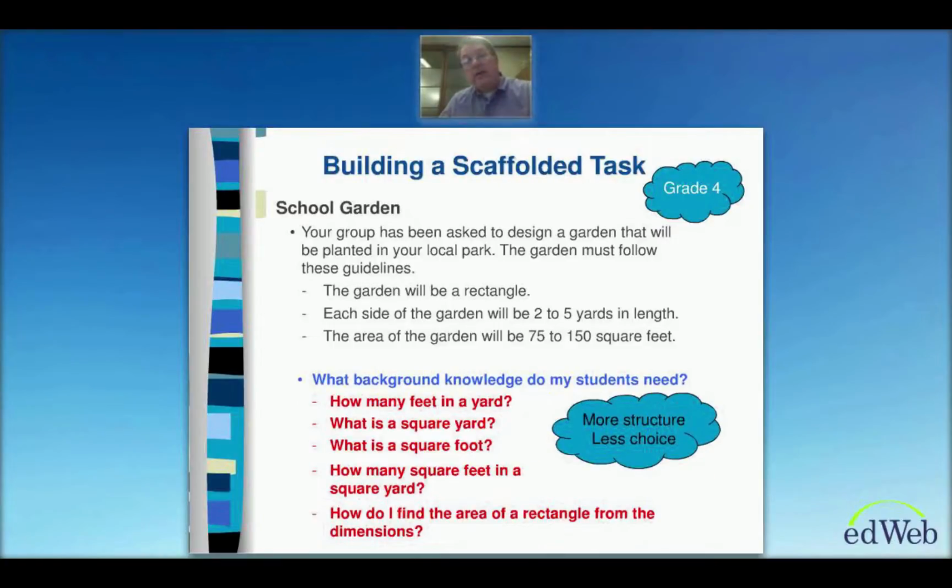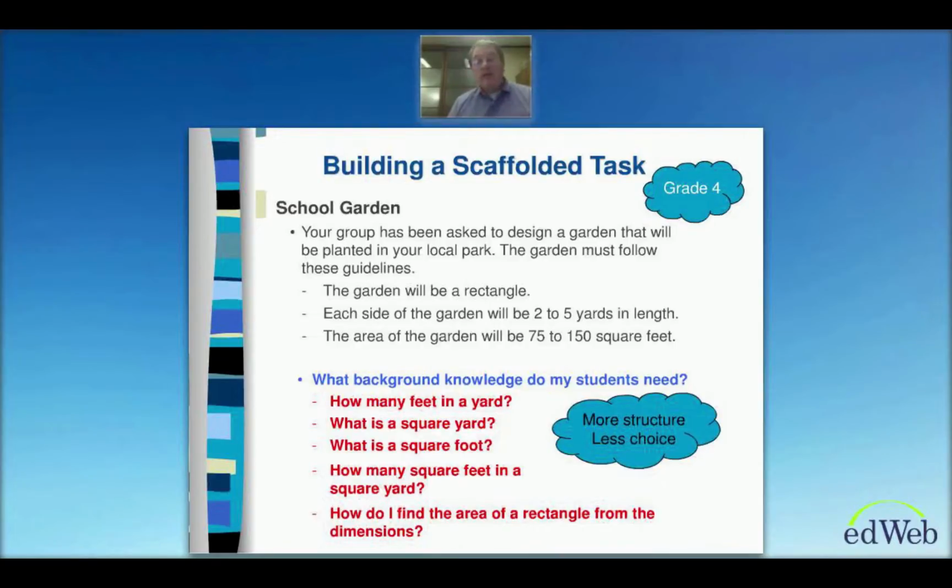Okay, let's now talk about this a little bit. Some of the background knowledge that the students are going to need is to know how many feet are in a yard. We talk about area here, so they're going to need to understand what a square yard is. They're going to need to understand what a square foot is. The comparison between square feet and square yards, that's also something that's going to come into this problem.